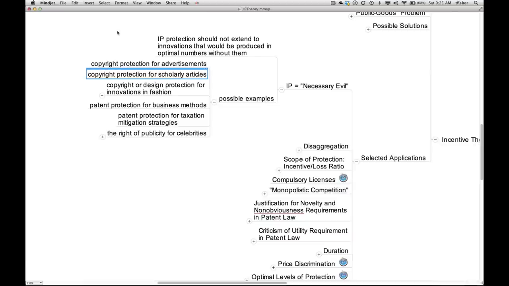A possible objection. Well, maybe so, but social welfare requires more than inducing scholars to write articles. It also requires the establishment of adequate incentives to publish them. Copyright protection may not be necessary for the authors, but it is necessary for the publishers. This is a very important refinement of the welfare theory.